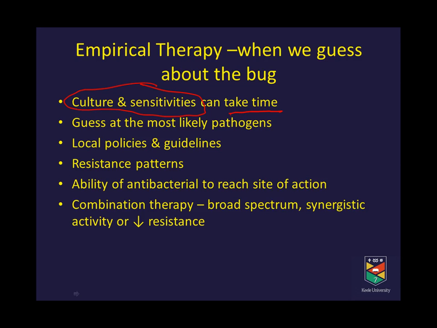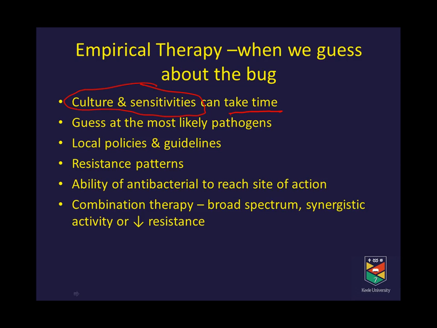In the case of a life-threatening infection, patients can die within 24 hours. Okay, we need to actually treat them a little more quickly. So what we do is we guess at the most likely pathogens. We look at local policies and guidelines, local resistance patterns. So for instance, if someone gets an infection in a hospital up in Glasgow, it's likely to be a slightly different strain from a hospital in London.